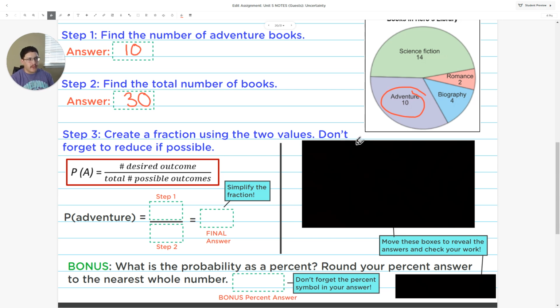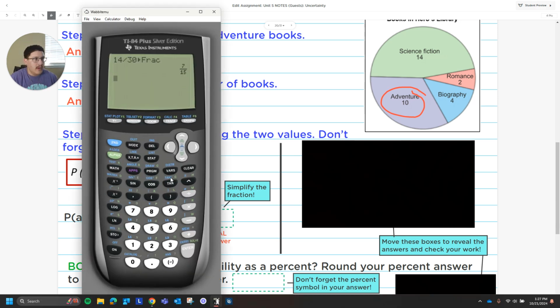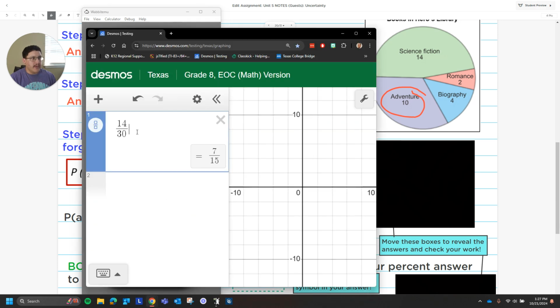Well, 10 out of 30 is what we're going to be using for step 3. So create a fraction using the two values. Don't forget to reduce if possible. The probability of choosing an adventure book is 10 out of 30 if we were to choose a book at random. Which, if we were to reduce 10 divided by 30, math, enter, enter, is 1 over 3. Same thing if we input this into Desmos, 10 divided by 30, with this little bubble highlighted, 1 over 3.